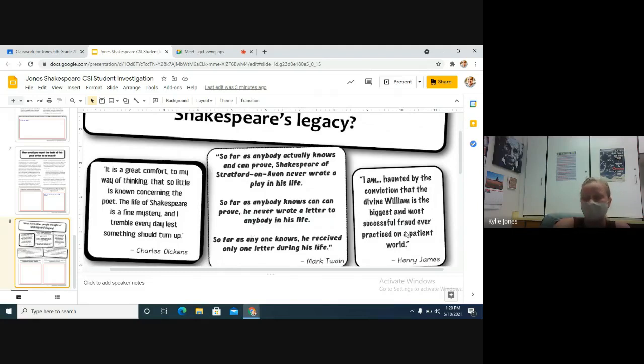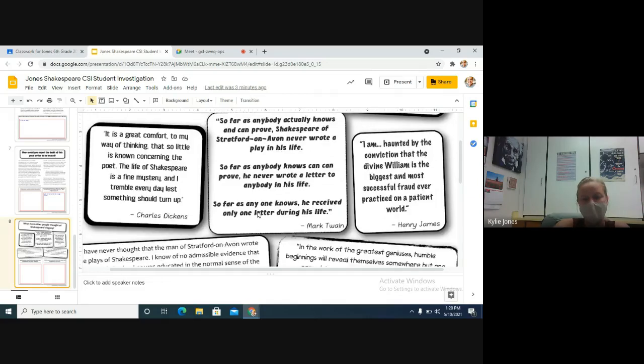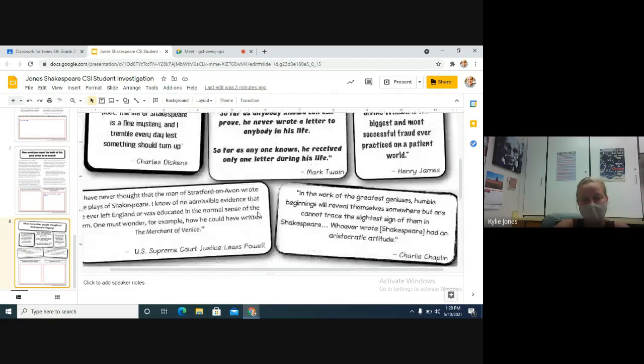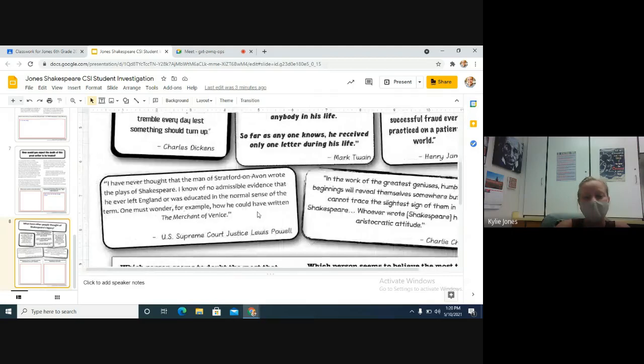The top right, Henry James: "I am haunted by the conviction that the divine William is the biggest and most successful fraud ever practiced on a patient world." And bottom left, okay. U.S. Supreme Court Justice Lewis Powell says, "I've never thought that the man of Stratford-on-Avon wrote the plays of Shakespeare." So this guy doesn't think that William Shakespeare wrote these.